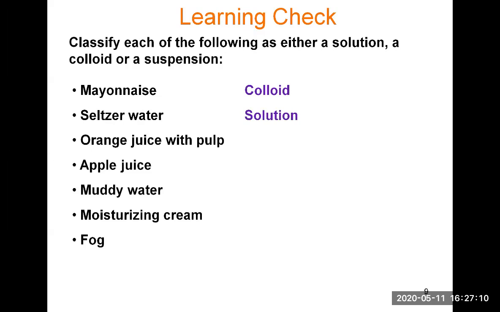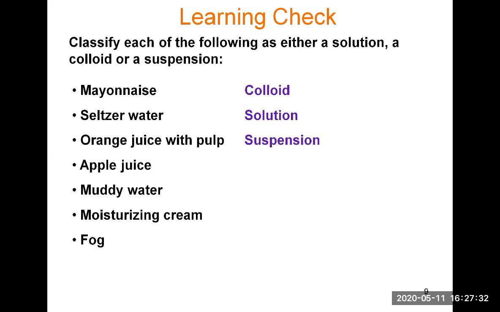Orange juice with pulp, that's a suspension because the pulp here will settle down and you can see it. So it's very large particles that would settle down, and that's typical of a suspension because this is a heterogeneous mixture.